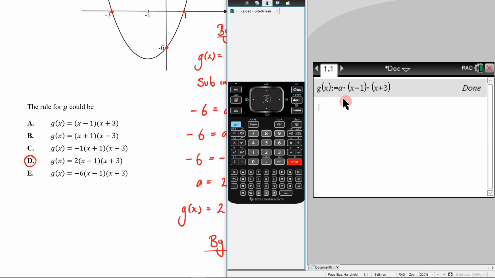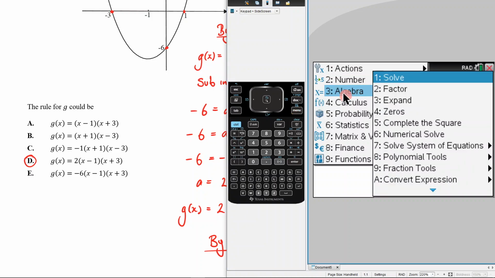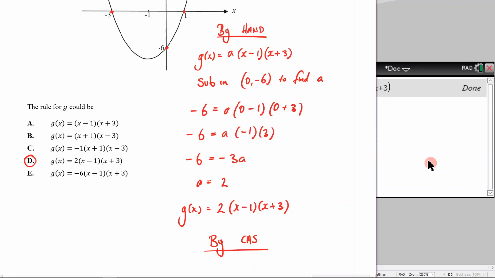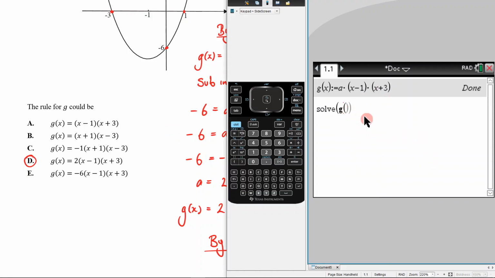Then what we're going to do is go menu, algebra, solve, and we're going to solve when we sub in that point. Remember, we're subbing in the point (0, -6), so I'm going to put 0 in, and it's going to be equal to -6, and I'm solving it for A. Normally we put x in here, but we're solving it for A. So I'm simply putting in the point (0, -6), solving it for A, and as you can see, you get 2 out straight away. So I could immediately circle D as my answer.